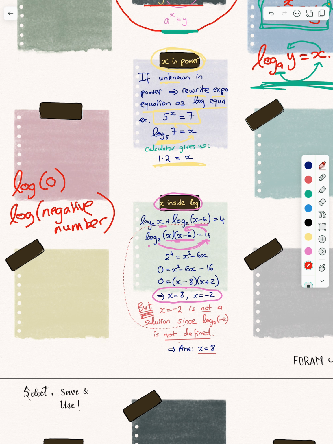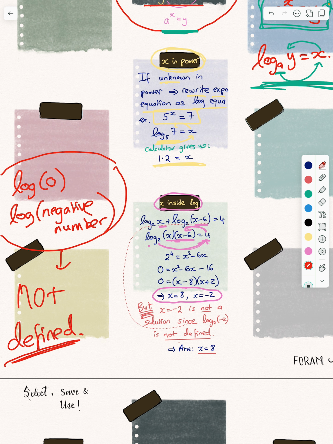So we can't include minus 2 here as a solution, because if you plug back in minus 2, we end up with the log of minus 2 or the log of minus 8, and it's not defined. So your answer is only x equals 8. So just be careful of that. It's like when you have a square root in an equation. You have to check that your answer doesn't result in something negative under the square root. Okay.